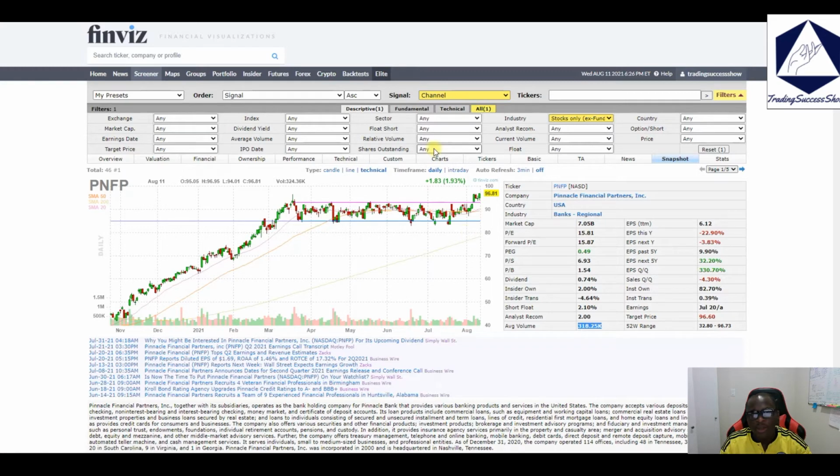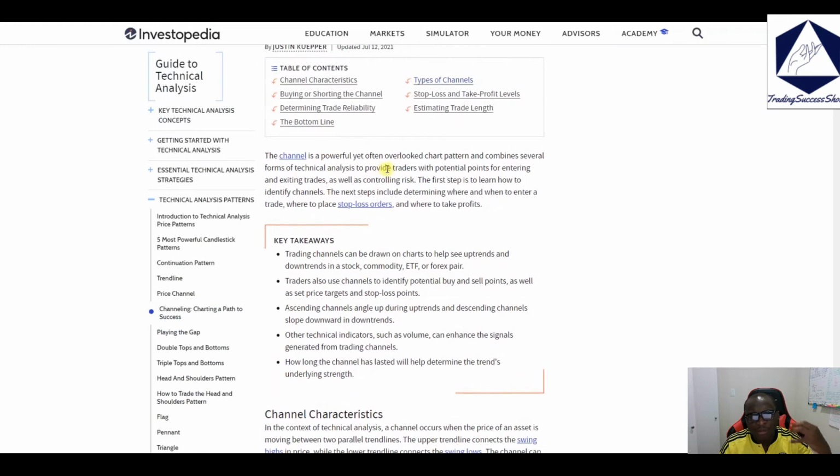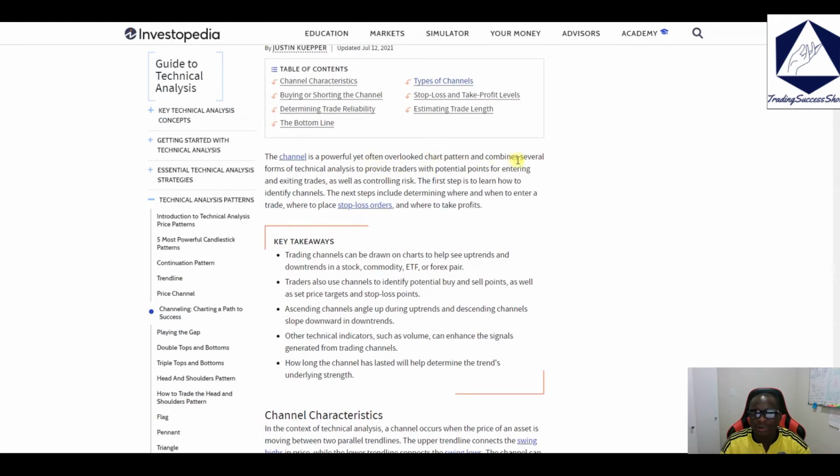So let's dive into it. What is a channel? The channel is a powerful yet overlooked chart pattern and combines several forms of technical analysis to provide traders with potential points for entry and exit, as well as controlling risk. The first step is to learn how to identify channels. The next step is determining where and when to enter a trade, where you're going to set your stop loss and where you're going to take your profit as the trade continues to develop.